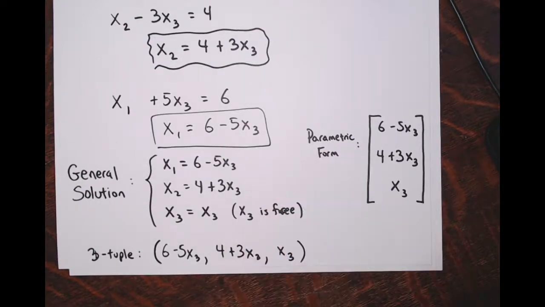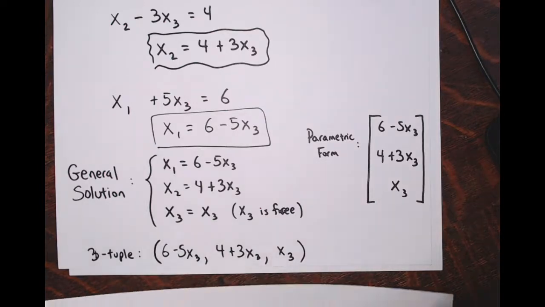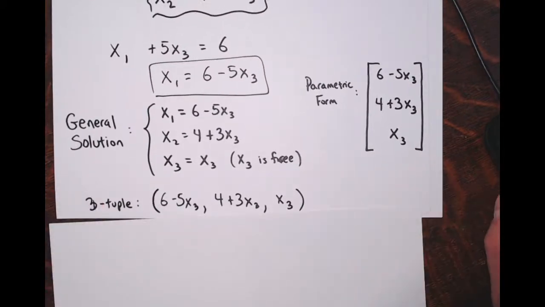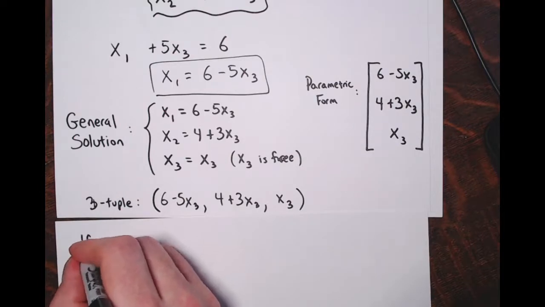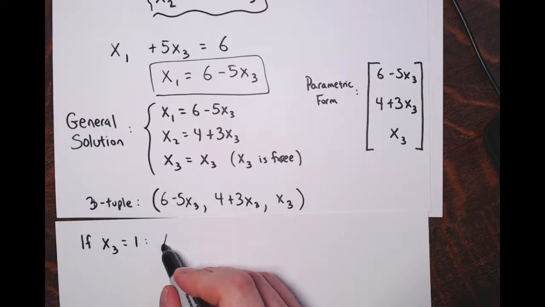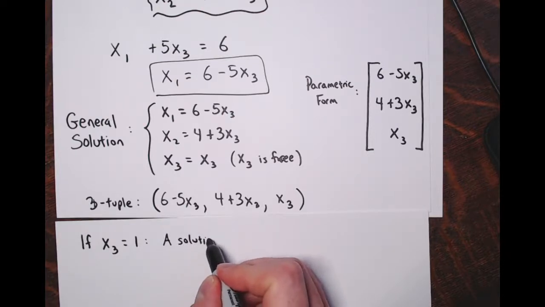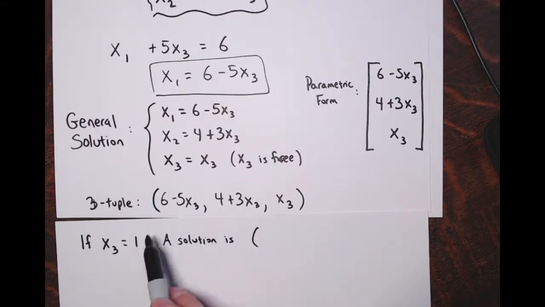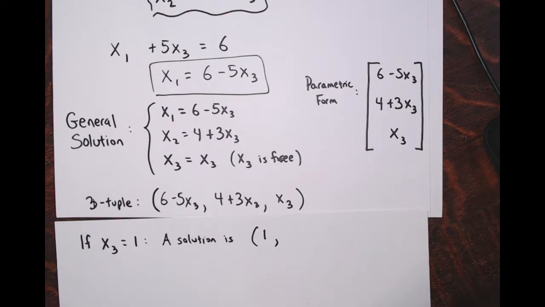All right, so keeping this in mind, we can bring up some examples of solutions to this system. Just replace x3 with whatever you want. So how about if x3 were equal to 1? Then a solution to this system is the following. I'll just do an ordered triple. If x3 were 1, you'd have 6 minus 5 for x1, 4 plus 3 for x2, so 7, and then just 1 for x3. So 1, 7, 1 would be a solution to this system.